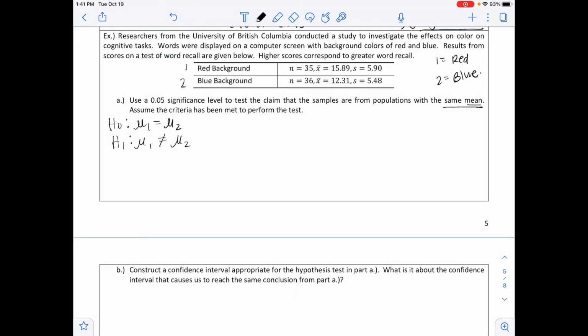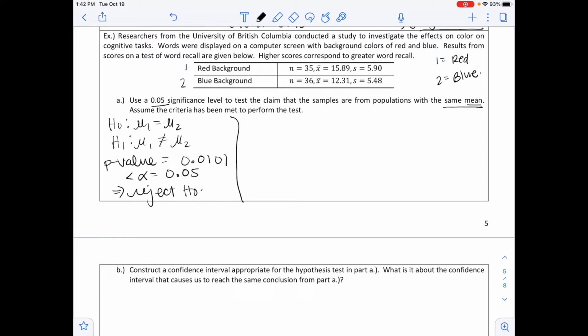From the graphing calculator and using 2SAMP t-test, we get a p-value equal to 0.0101, and our alpha is 0.05, so this is less than alpha, which is 0.05, so this means that we're going to reject H naught.